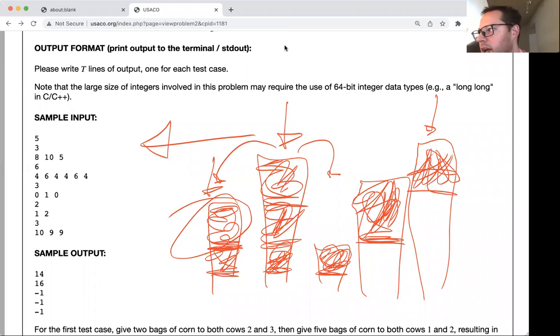If anything goes into the negatives, or if one of our ends is too high, then the problem's not going to be solvable. Alrighty, good luck coding it, and I'll talk to you in the next one.